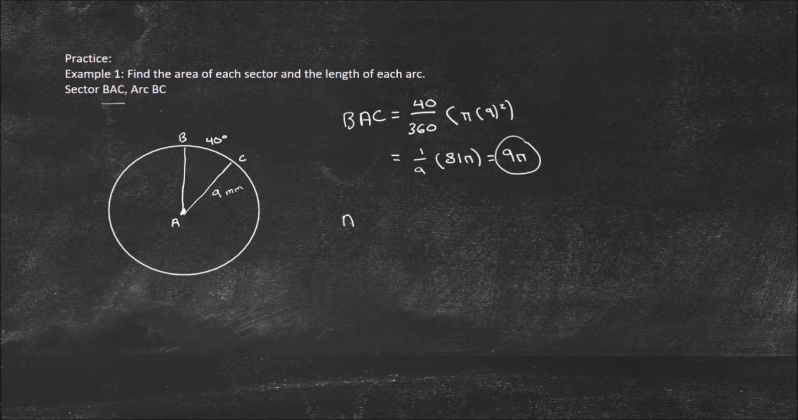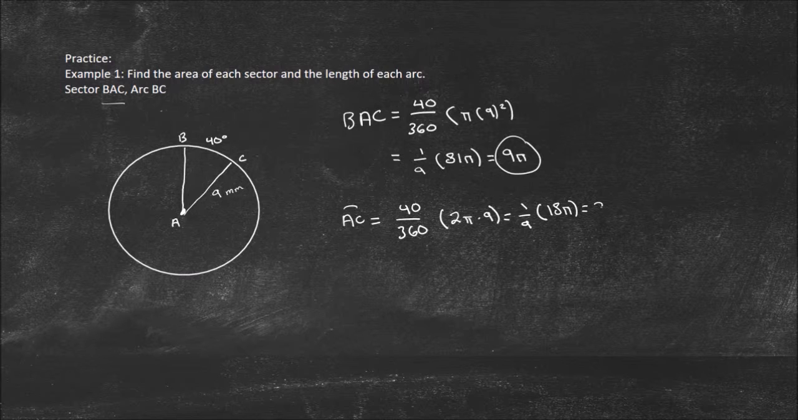Now let's think of the arc length of BC. Again, a really similar formula. We have 40 divided by 360 again. The only difference now is that we multiply by the circumference instead of the area. Circumference is 2 times pi times r, so it's 1 divided by 9 multiplied by 18 pi, which equals just 2 pi. And that's it. The length of the arc BC is 2 pi, and the sector BAC has an area of 9 pi. So this area inside is 9 pi. All right, on to the next one.